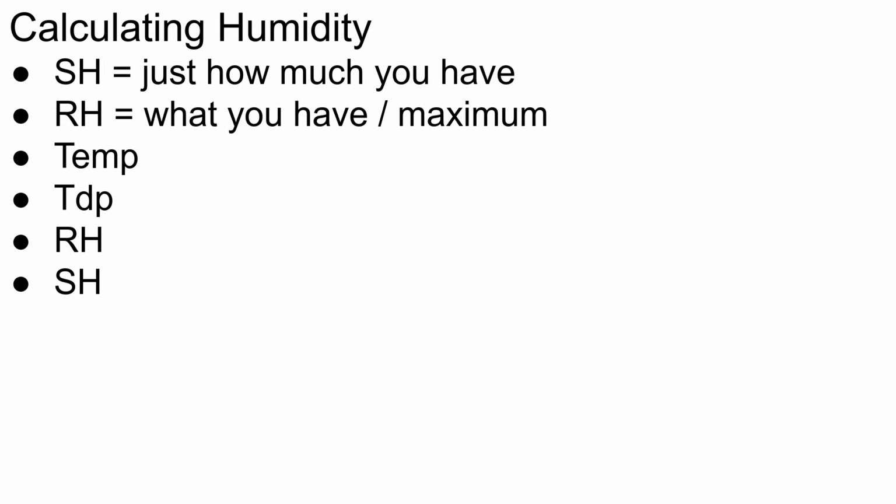Relative humidity is how much you have compared to what the maximum is at that temperature. So specific humidity is going to be expressed in grams of water vapor per kilogram of air. Relative humidity is going to be a percent, and it's the percent toward saturated that the air is. There's the temperature, there's the dew point temperature, and then relative humidity and specific humidity. So those are the temperature, dew point, relative, and specific. Those are the four things that we're going to be playing around with.